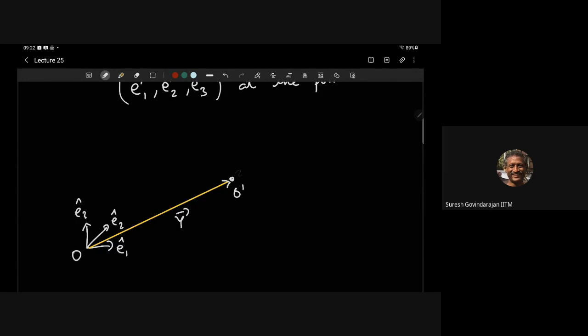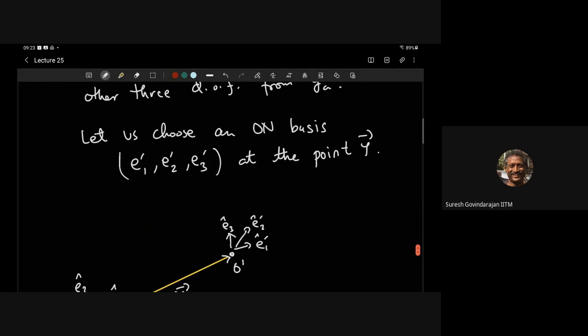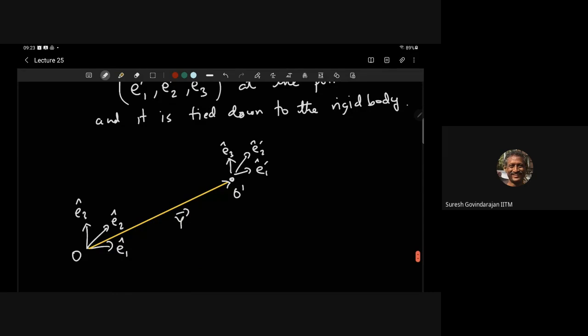And what we are going to do is at this point we will choose something which is kind of, what you should imagine is that there's this rigid body and O is some point on it. It may not be a point on it, but a mythical point in that thing where we have a different basis. Okay, so this is at the point Y, and it is tied down to the rigid body. Is this point clear? So this is what we are doing. So the thing is that we will write YA with O prime as the origin, and then we can just go ahead and expand these guys, YA, as follows.